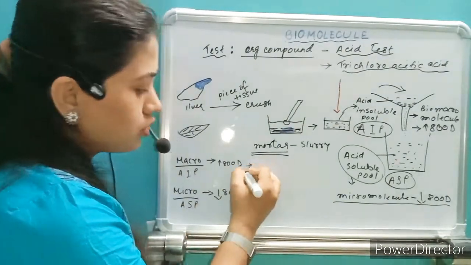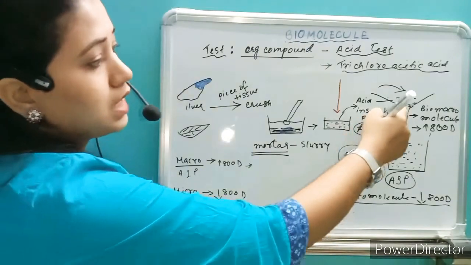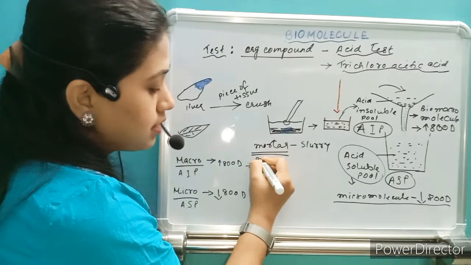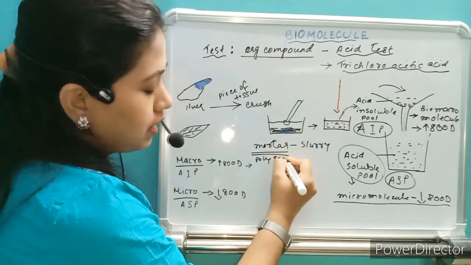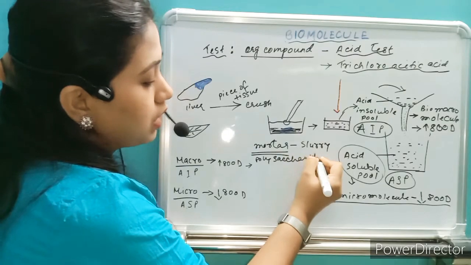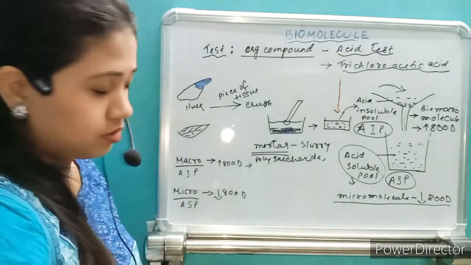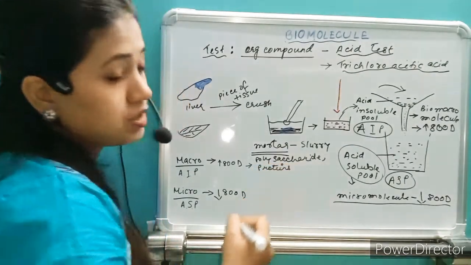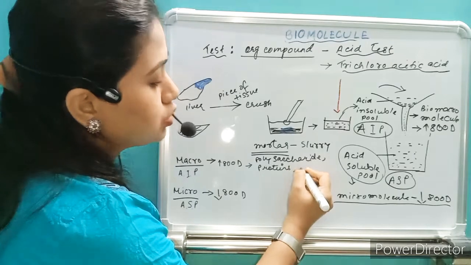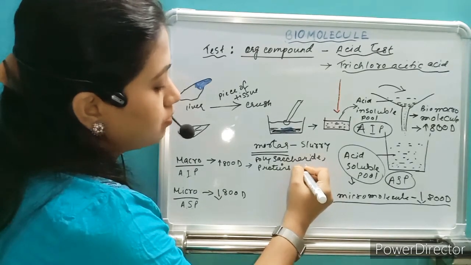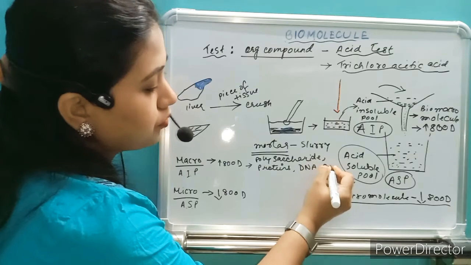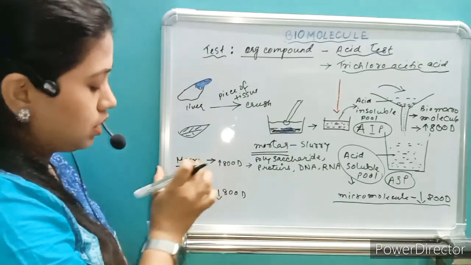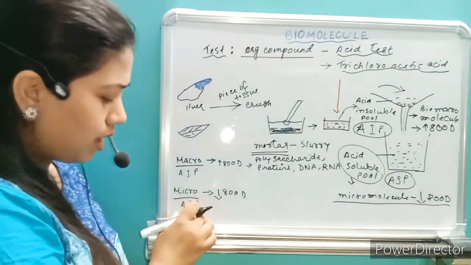So what are the biomacromolecules we find in this retained part? We can get the polysaccharides, like we can get starch, we can get glycogen that will not get filtered. Then after that we will get the proteins, because the proteins are polymers. Then we can have the nucleic acids. The nucleic acids will be DNA and RNA. So these things will be found in the biomacromolecule acid insoluble pool.